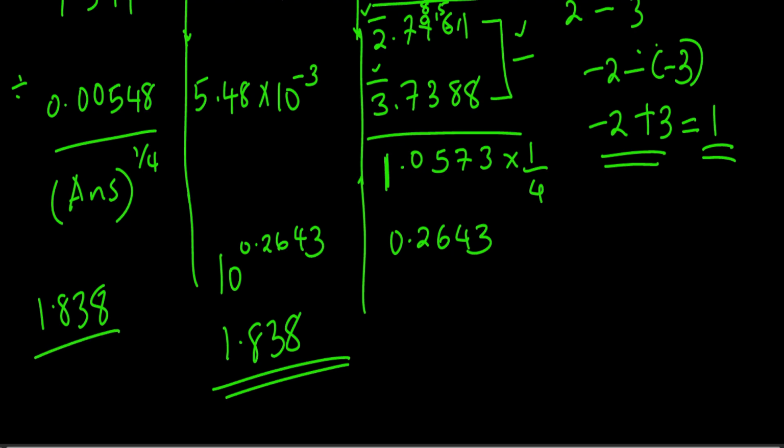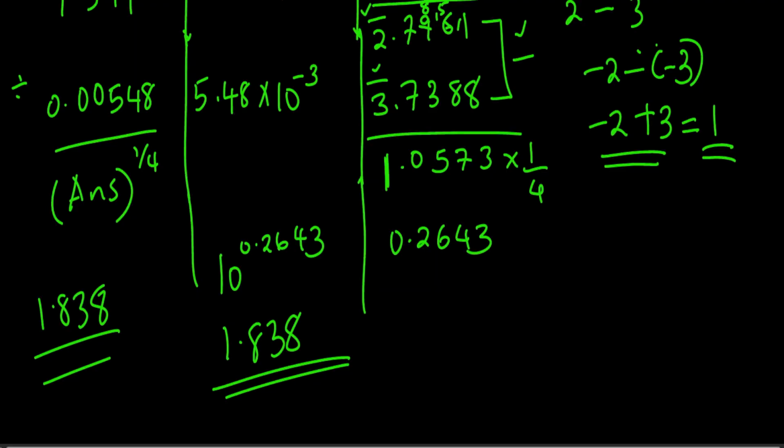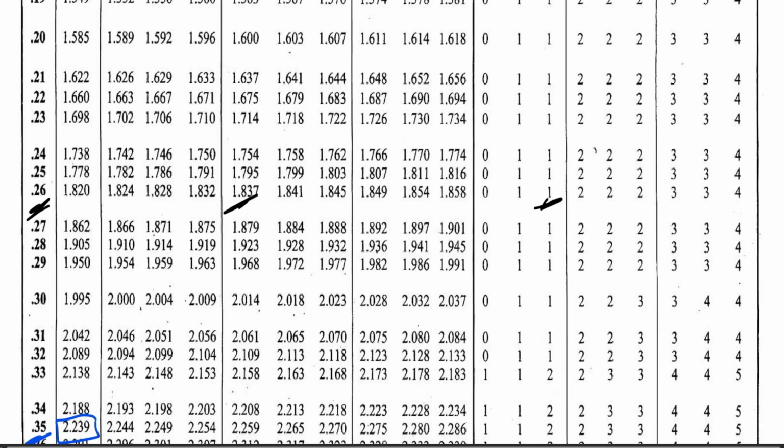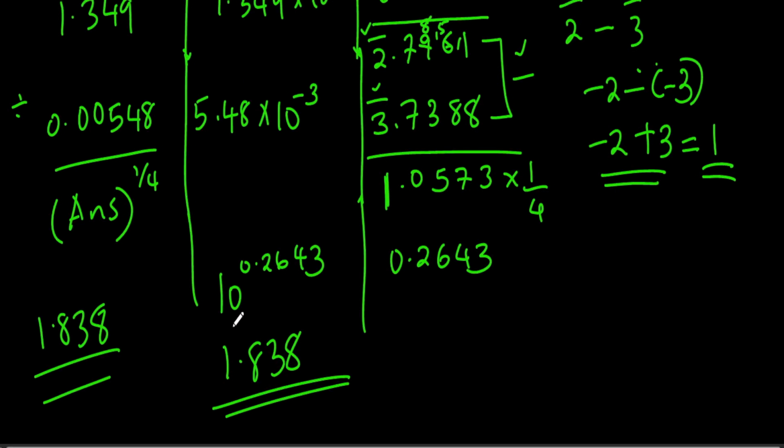Let me confirm again to see if I'm correct. Yeah, 0.2643. Correct. So hopefully you've understood how it's done, and I think you found the section quite key. That is the answer, 1.838.